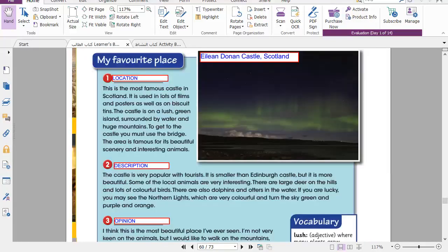Fine. The first one is talking about location. Let us read together. This is the most famous castle in Scotland. It is used in lots of films and posters as well as on biscuit tins. The castle is on a lush green island surrounded by water and huge mountains. To get to the castle, you must use the bridge. The area is famous for its beautiful scenery and interesting animals.